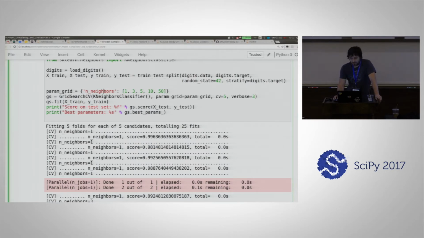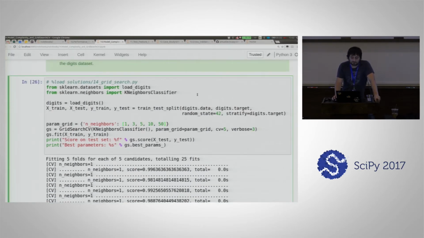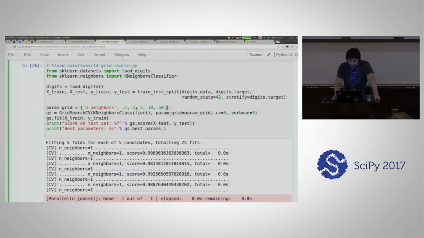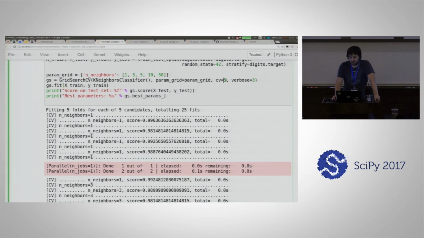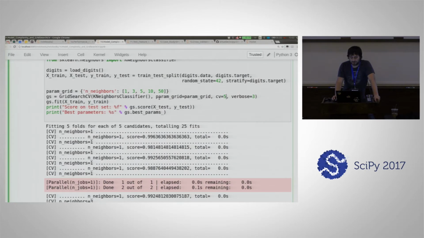Okay, so here the parameter grid, this time we only have one key, n_neighbors. n_neighbors again is the parameter of the k-neighbors classifier that we want to adjust. Here I'm trying 1, 3, 5, 10, and 50, which I basically just came up with. These should be much smaller than the number of samples usually. And so I say cv equal to 5 to do 5-fold cross-validation, give it a parameter grid, and tell it to be verbose. And then I just call fit on the training set.